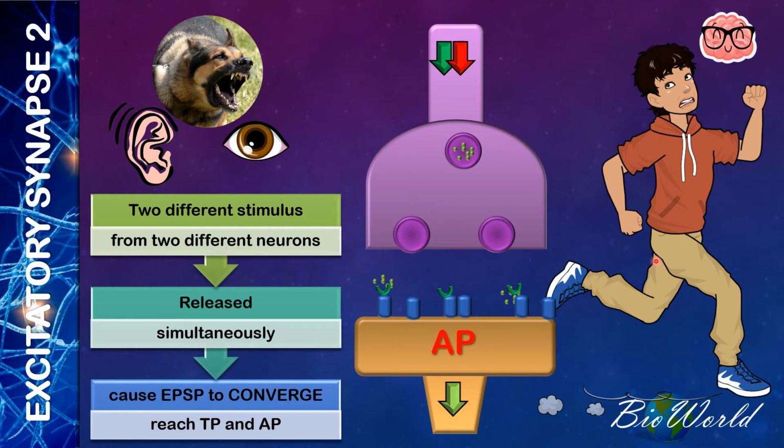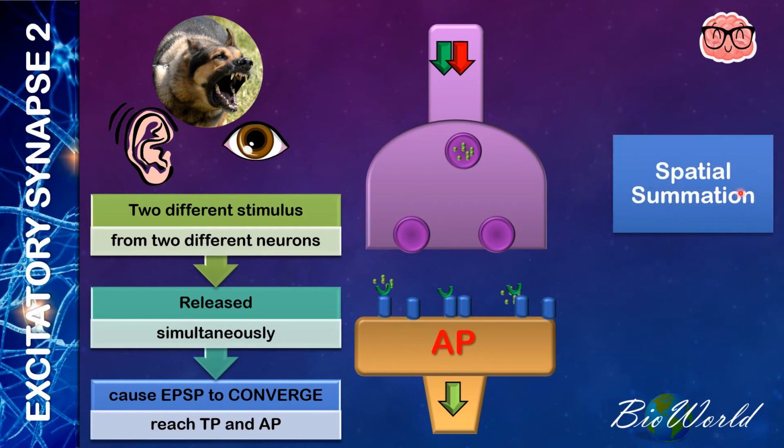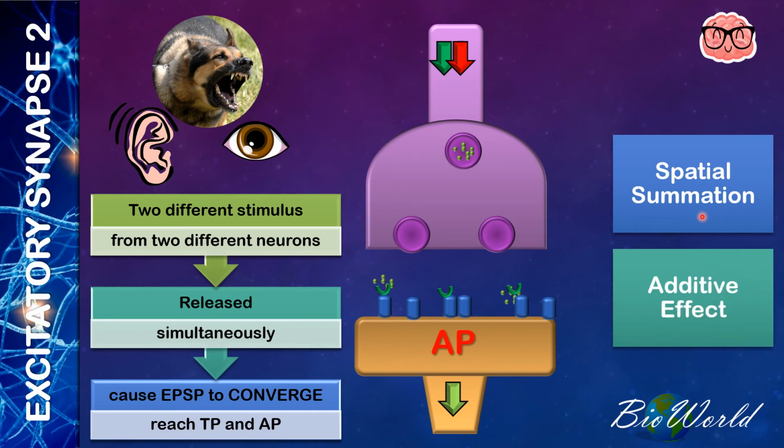This form of excitatory synapse involves what we call spatial summation, also called an additive effect. The additive effect is when one stimulus is added to another stimulus being released at the same time. So please make sure you are clear with the difference between temporal summation and spatial summation, or facilitative effect and additive effect. So I've talked about the excitatory synapse involving the converging process.